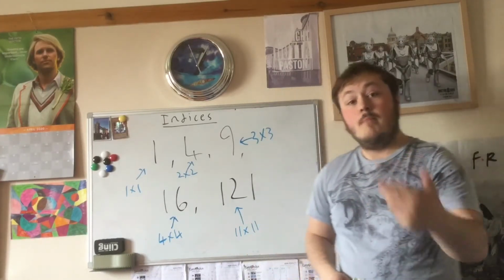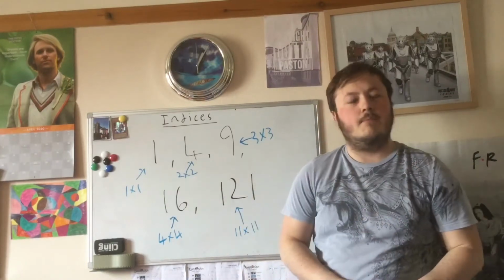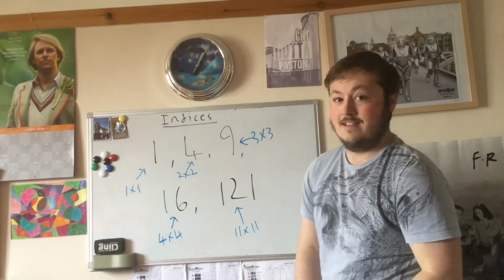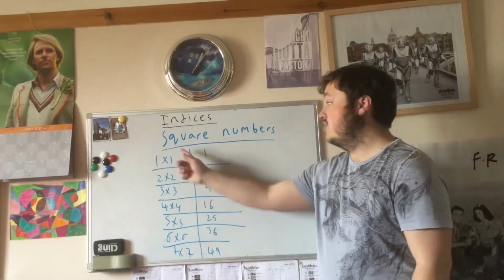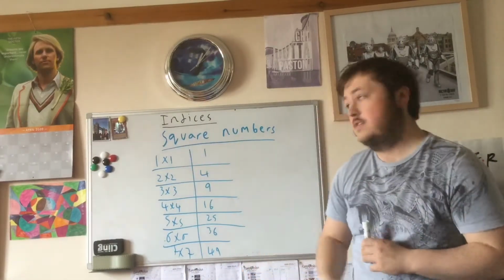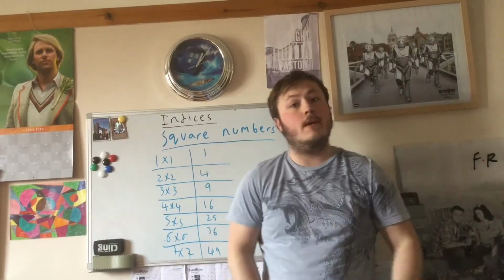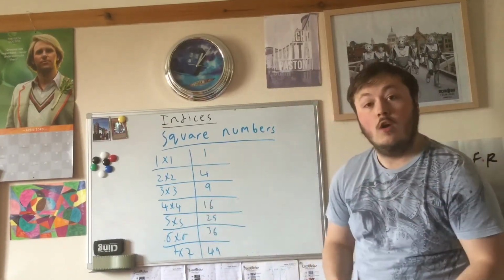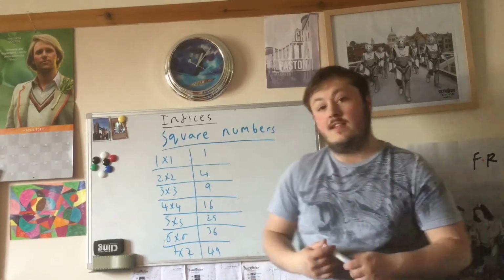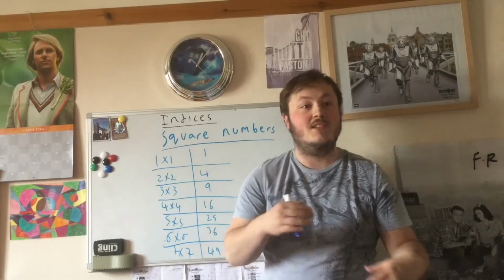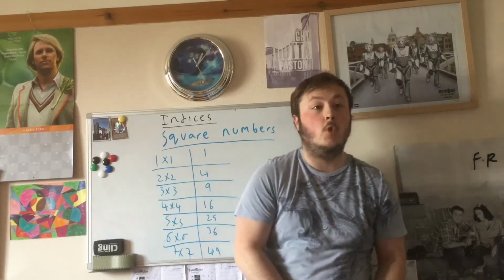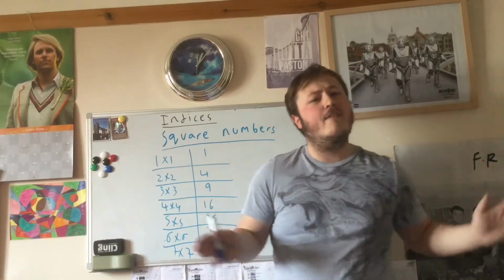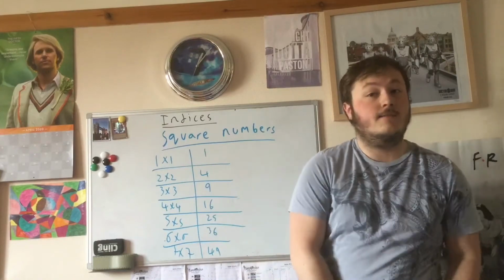Now, all of these numbers are made by timesing a different number by itself. But there is an actual term for this. Do you know what that term is? These numbers are known as square numbers. And square numbers are numbers that are created when you times another number by itself. So 4 times 4, timesing 4 by itself, gets you 16. 7 times 7, timesing 7 by itself, gets you 49. And there's loads of square numbers out there. These square numbers go on forever and ever and ever. These are just the first few examples.